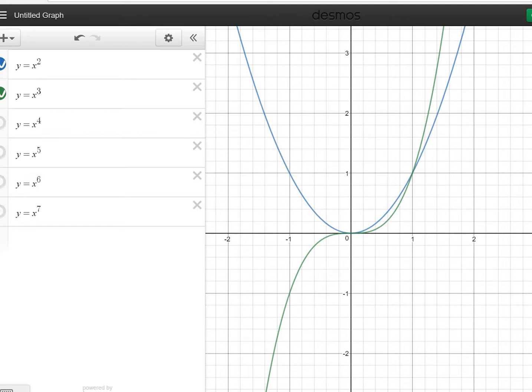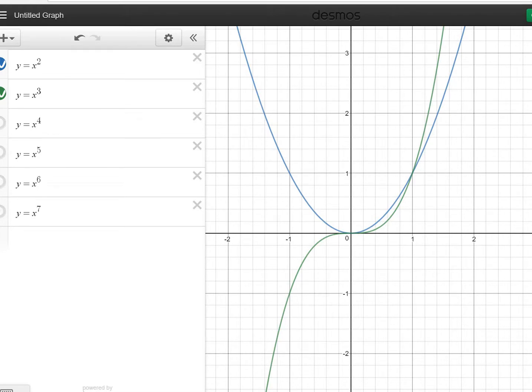Remembering that for the parabola x squared, it's completely above the x-axis, this blue curve here, because when we take a negative number and square it, we get a positive number. The cubic, on the other hand, everything on the positive side stays above the x-axis, but all the negative x values, when we cube those, we get a negative y value. So that's why it's down here.